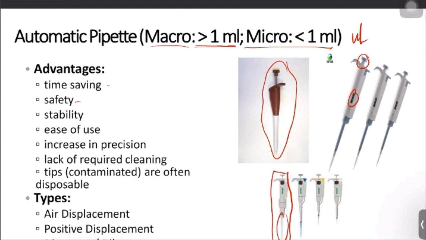Ease of use, of course, I said, you just put your desired amount in the numerical value in your pipette, then you will aspirate and dispense the desired amount you need. Okay? Next, you do have increase in precision. Bakit? Hindi kailangan titigan ng eye level yung measurement. Sabi ko nga, lagay lang nyo yung number, yun na yun. Lack of required cleaning because of your disposable. So you do have types of your automatic pipette. So you do have air displacement, positive displacement, and dispenser or dilutor.